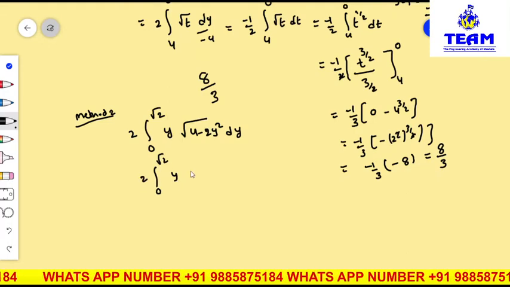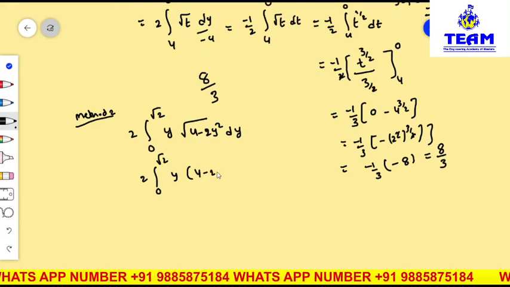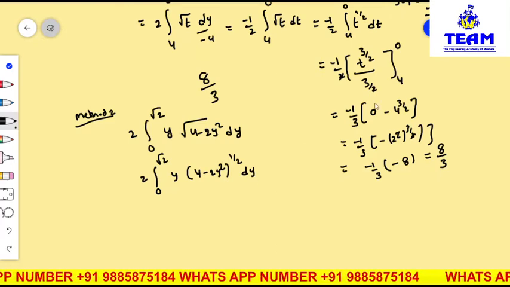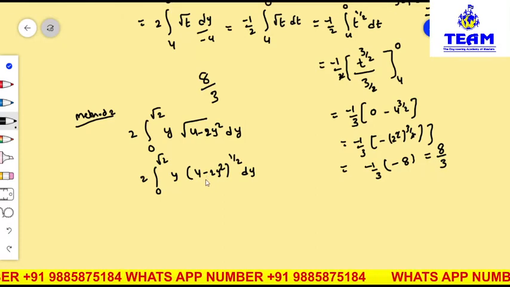Now friends, actually this you can write as integral from 0 to root 2, 2 here you have y. This root you can write as power 1 by 2. So 4 minus 2y square whole to the power of 1 by 2 dy. This is substitution method. Without substitution I am doing. Okay, you can use calculator also. By using calculator also you can get, friends.